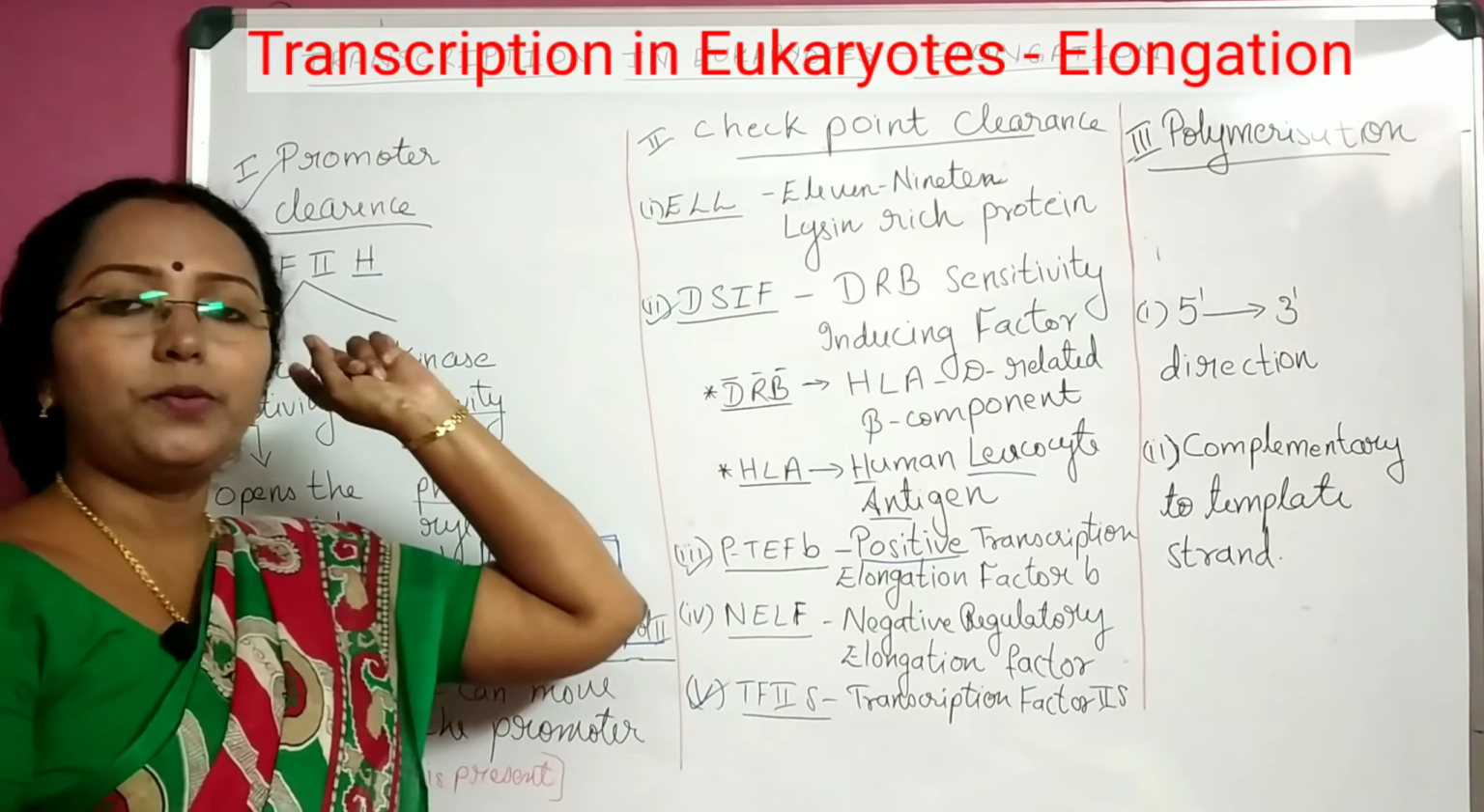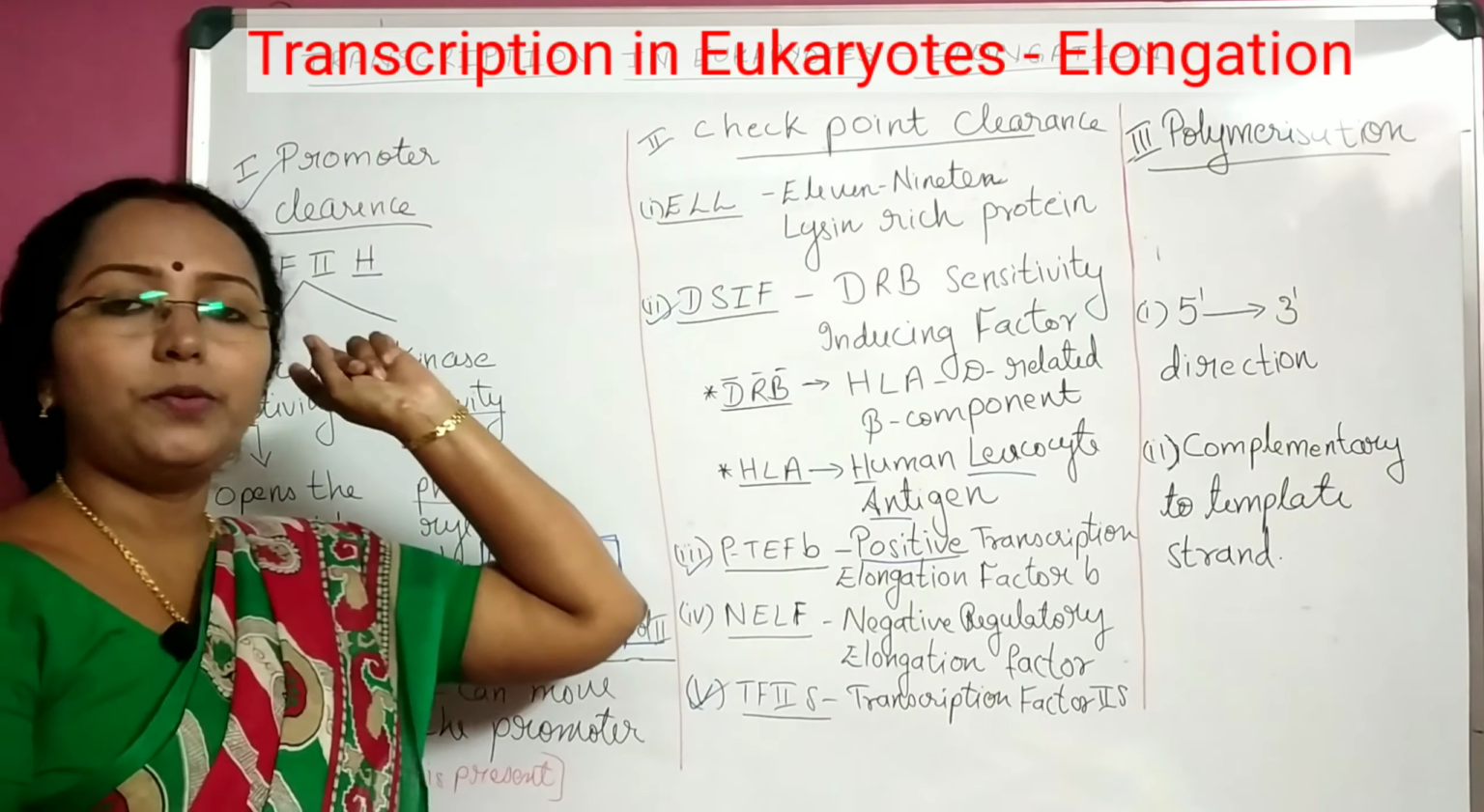Okay. So here, as I have already introduced to you the key players. First one is ELL. What does it do? It suppresses the transient pausing of RNA polymerase. RNA polymerase has this transient pausing tendency, and that tendency is getting suppressed by ELL, this particular protein. But it doesn't end there.